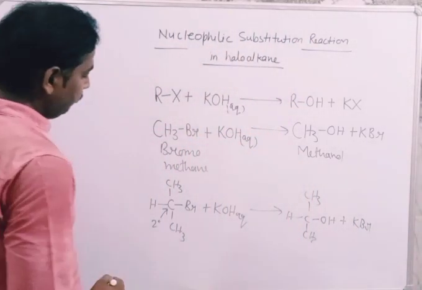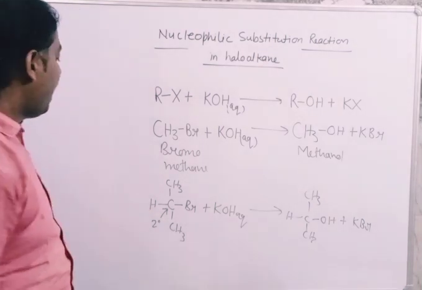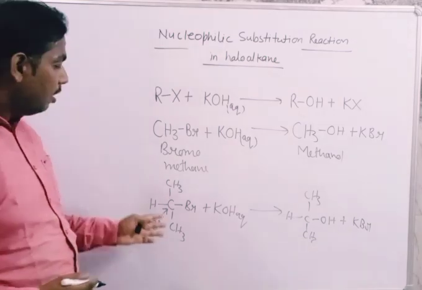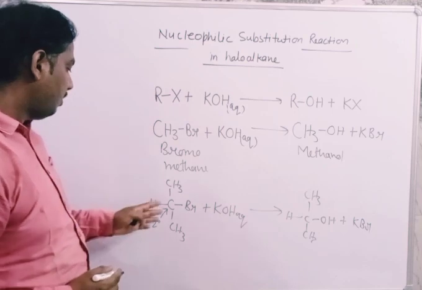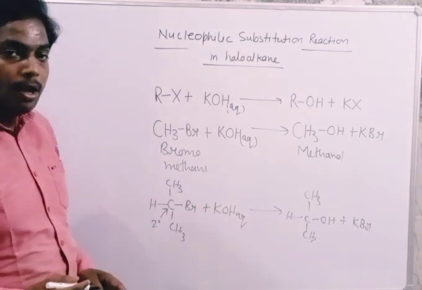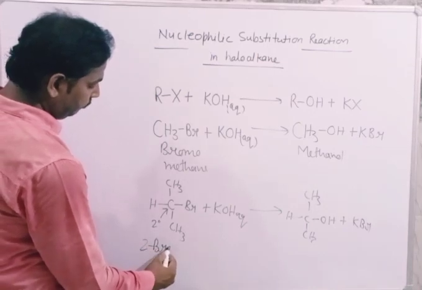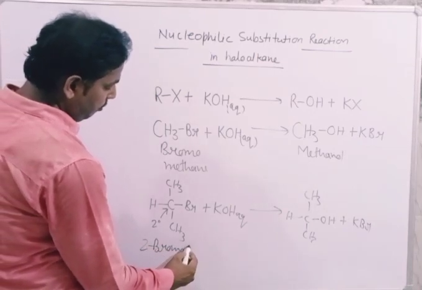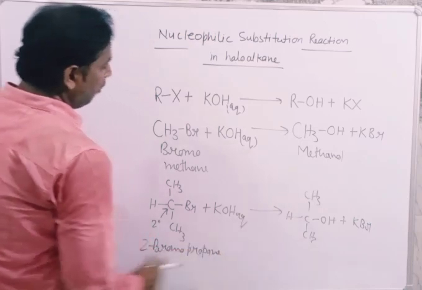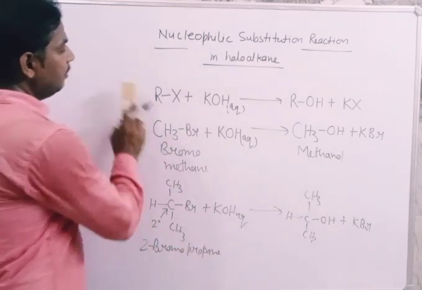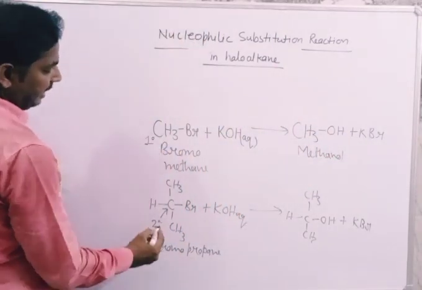Isopropyl bromide. What can be the name of this compound? 2-bromopropane. Okay, 2-bromopropane. So this is the reaction. This is the primary carbon, this is the secondary carbon.